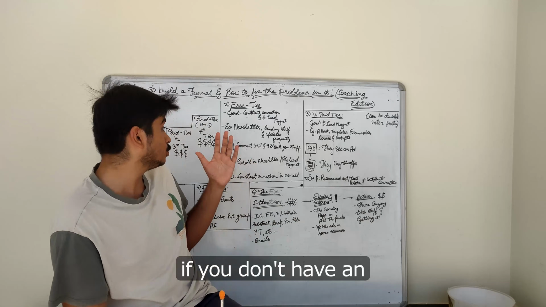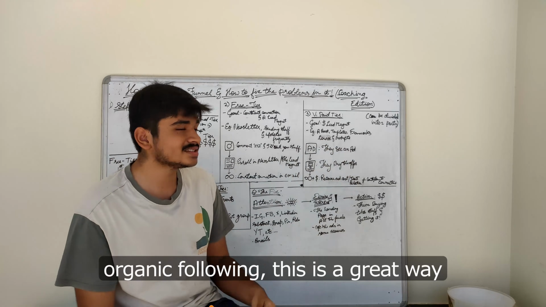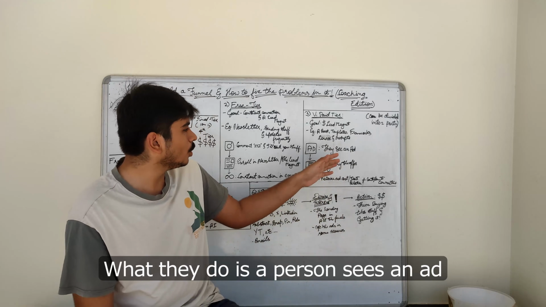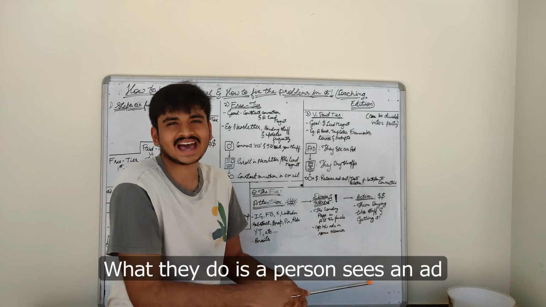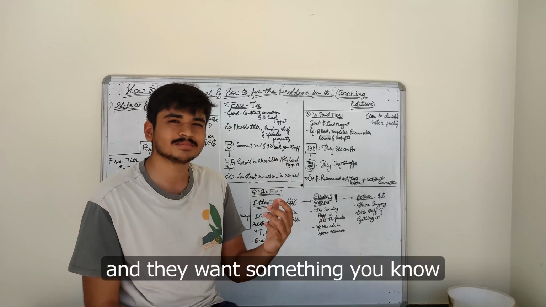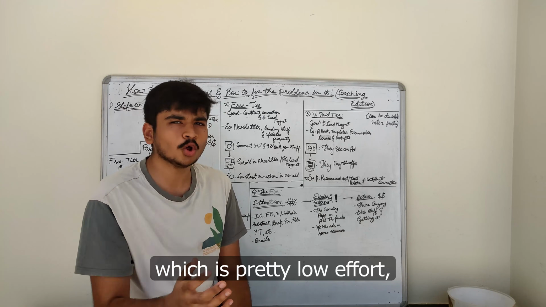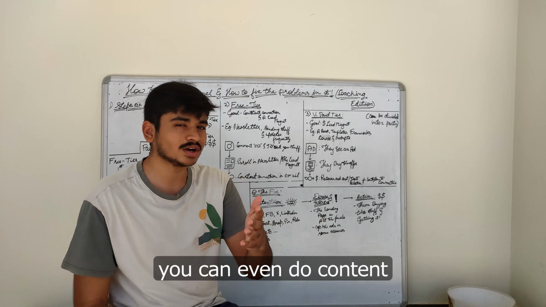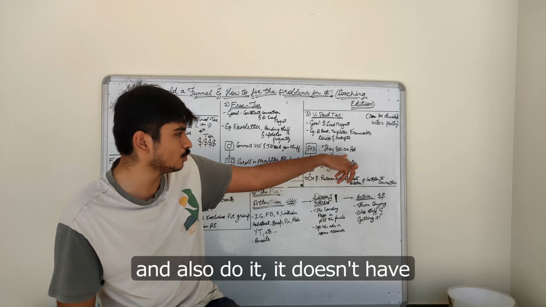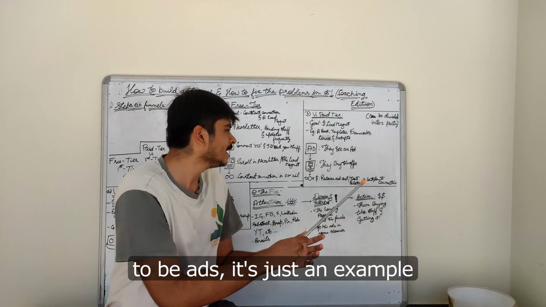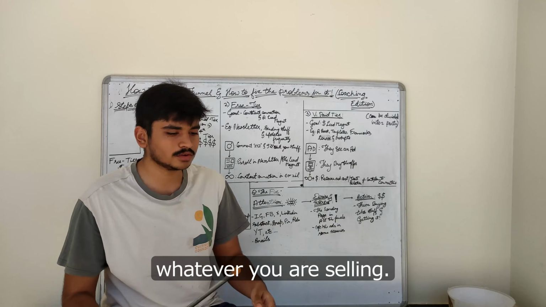If you're starting out, if you don't have an organic following, this is a great way to get started. What they do is a person sees an ad or they see something and they want something at the moment, which is pretty low effort. By the way, you can even do content and also do it. It doesn't have to be ad. It's just an example. And then they buy the offer, whatever you're selling.